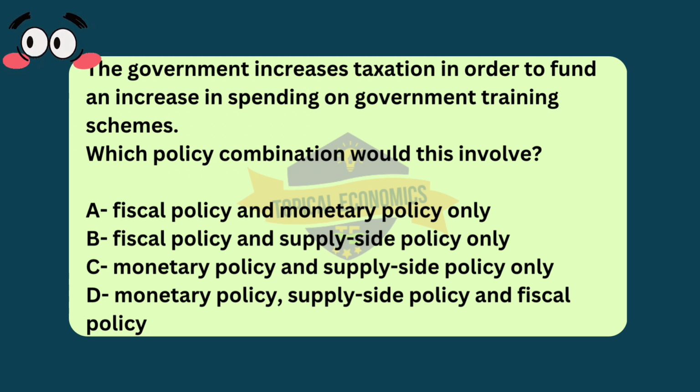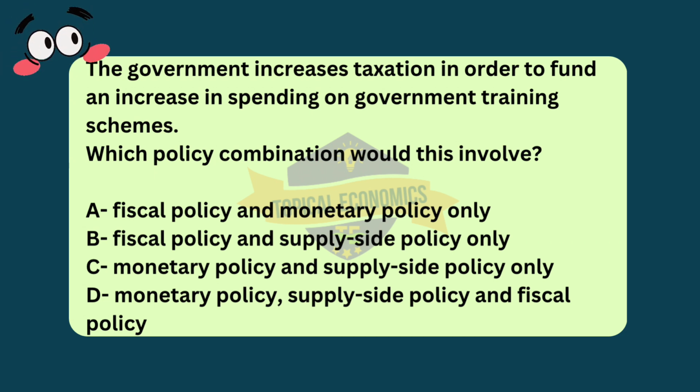Government-funded training schemes are a classic example of a supply-side policy, as they aim to improve the skills of the workforce, boosting long-term productivity. So, increasing taxes to fund training schemes combines fiscal policy, changing taxes and government spending, and supply-side policy, improving the workforce's productivity through training. Analyzing the other options. Option A, fiscal policy and monetary policy only. Monetary policy refers to actions taken by a central bank, such as changing interest rates or controlling money supply, to influence the economy.